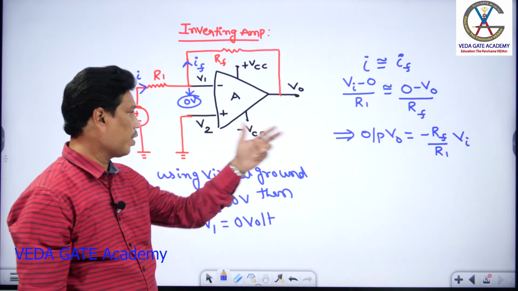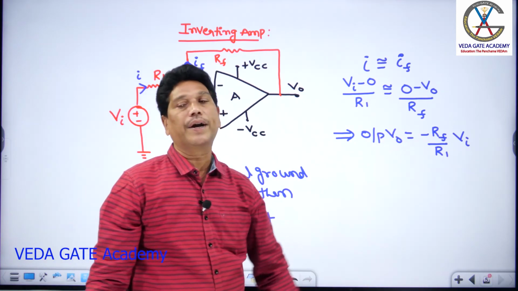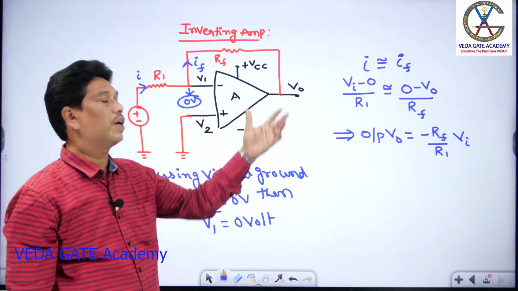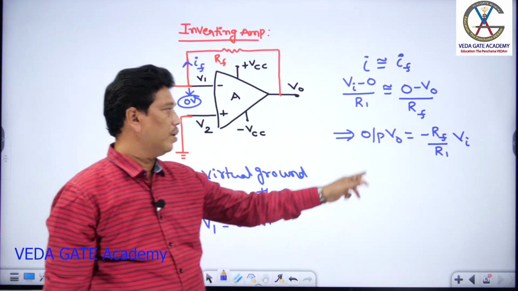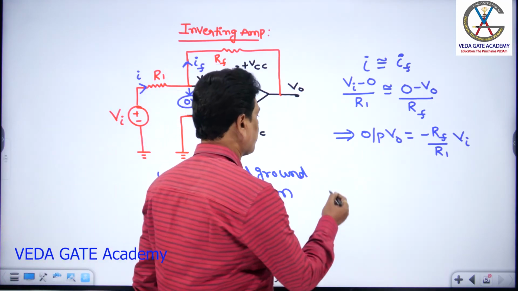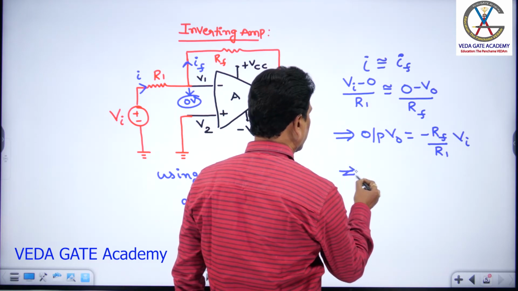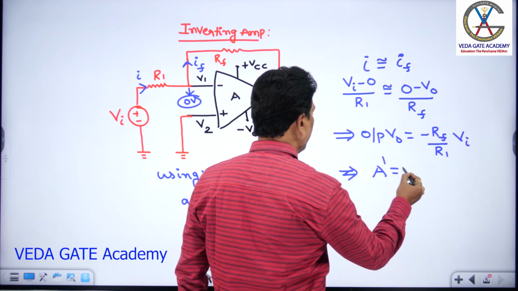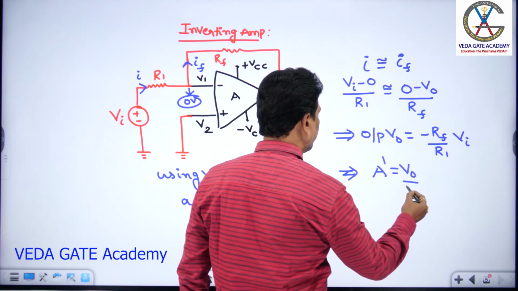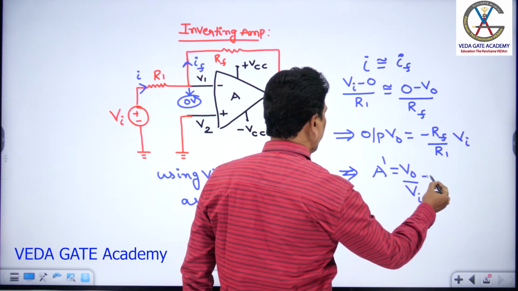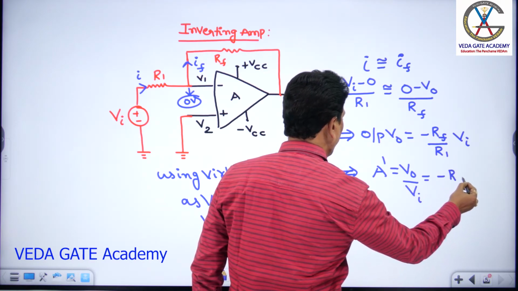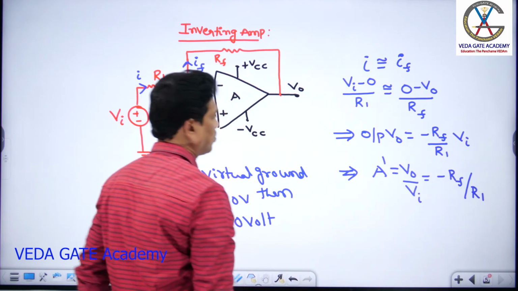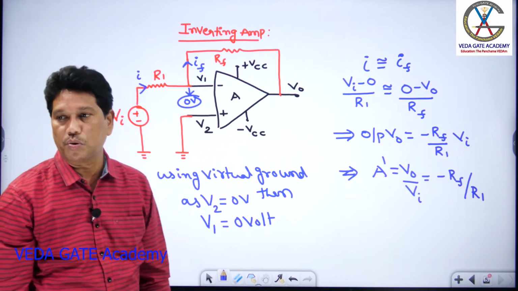So the negative sign, what is the meaning of the negative sign? The negative sign indicates a phase shift of 180 degrees between input and output, right? So here the corresponding gain is called the closed loop gain. I can call it A dash, the closed loop gain, V0 by Vi, that equals minus RF by R1. So we can get any gain just by changing these resistance values. That's the flexibility of this op amp circuit.